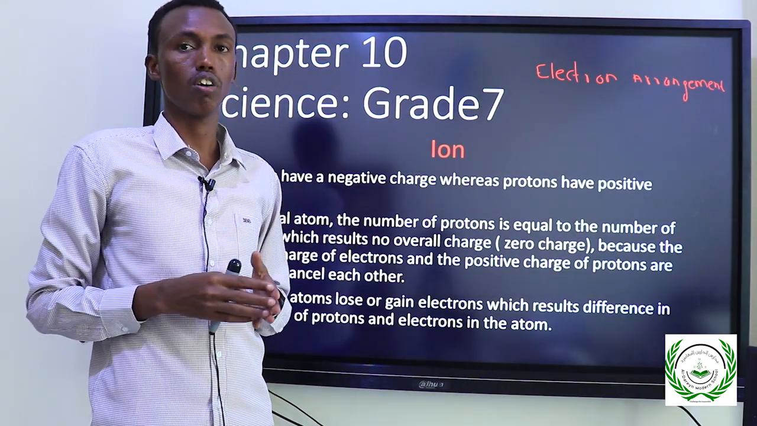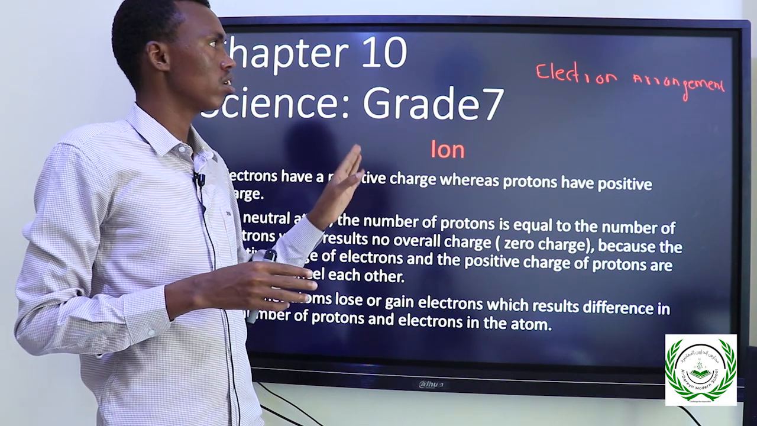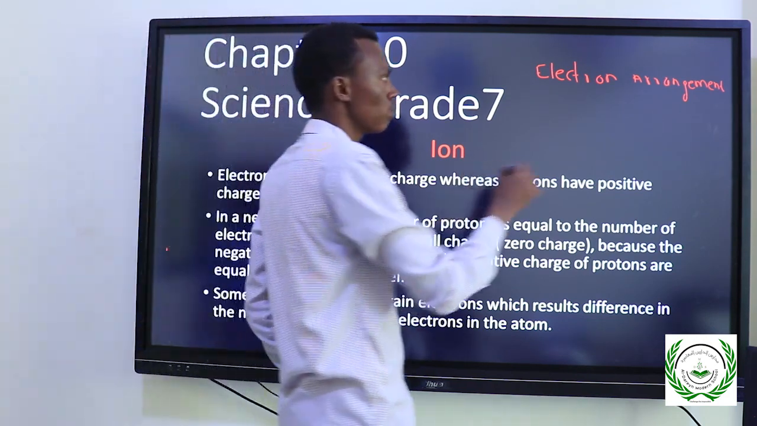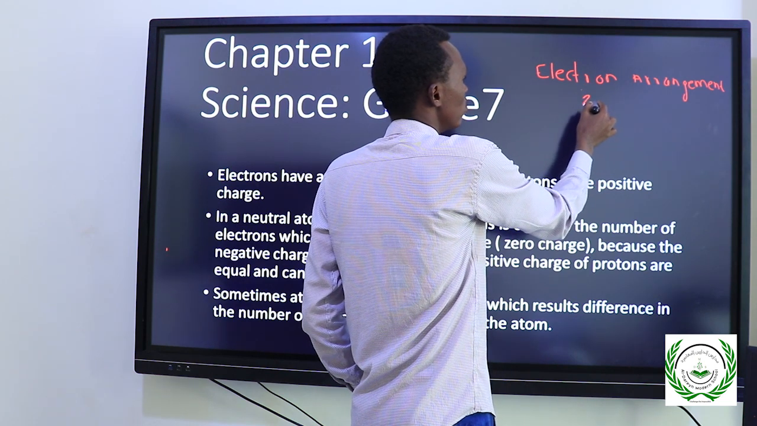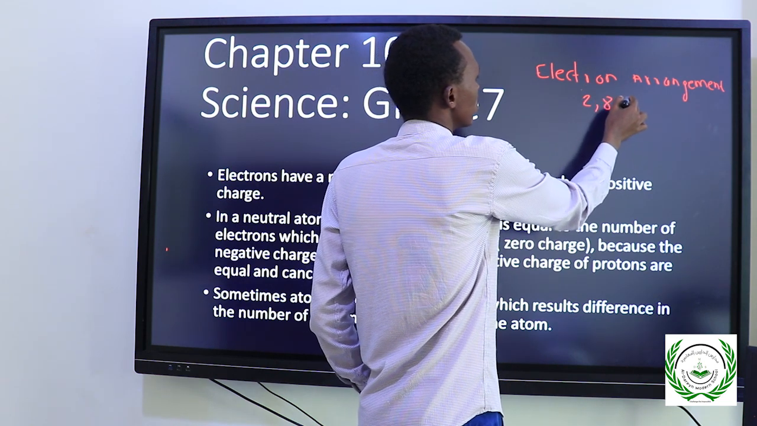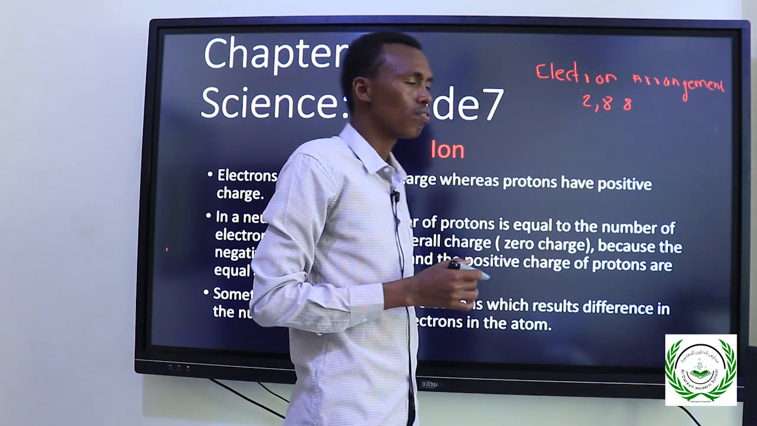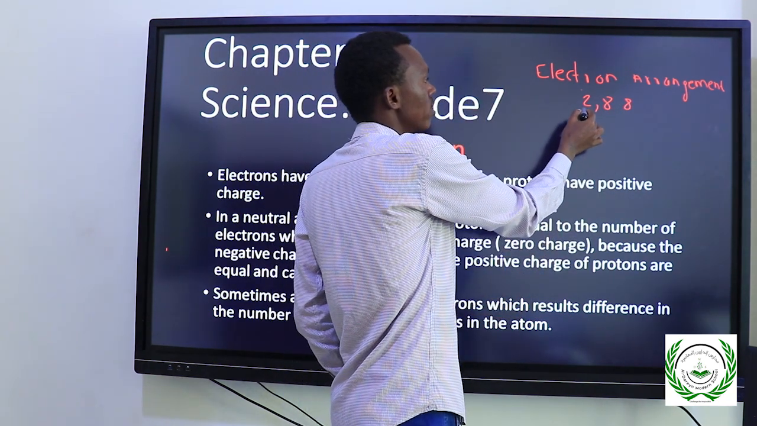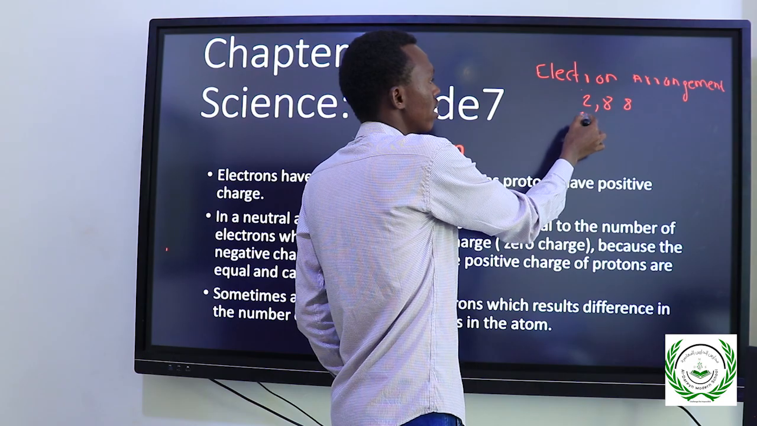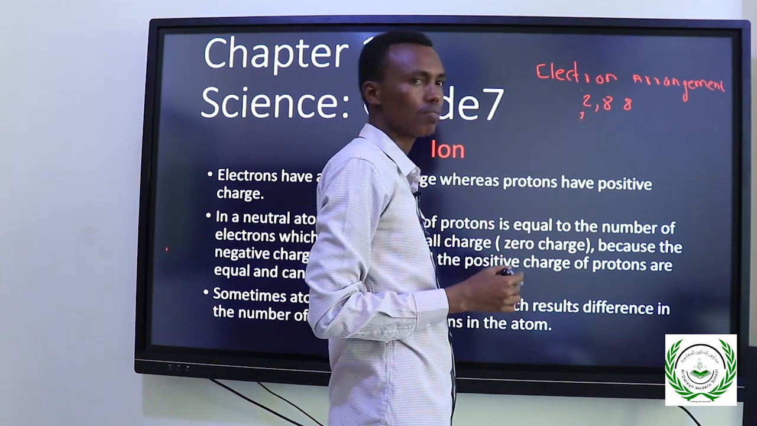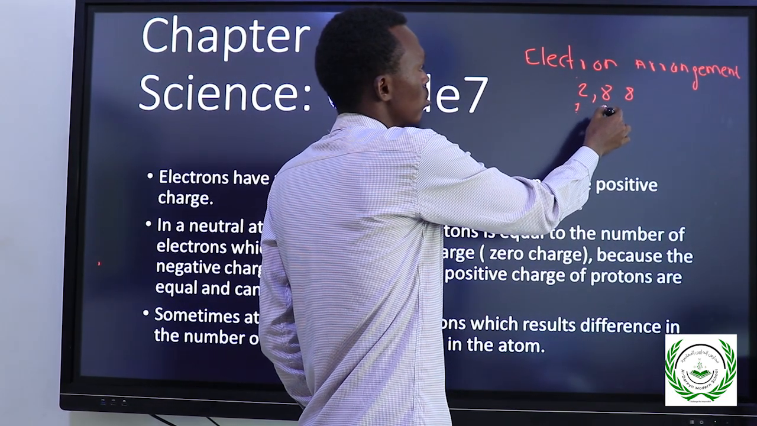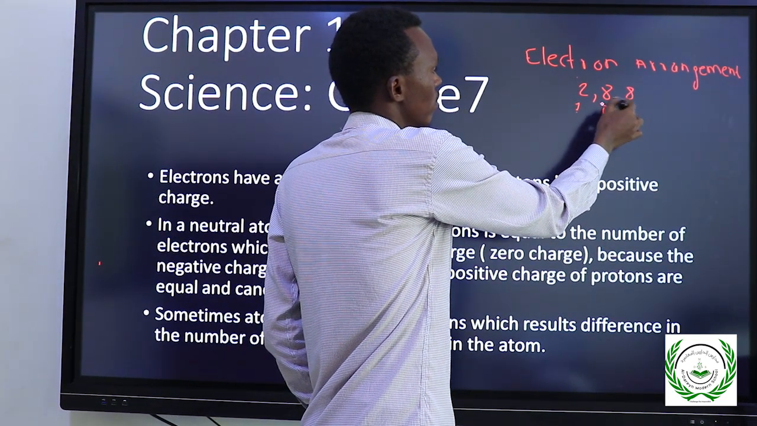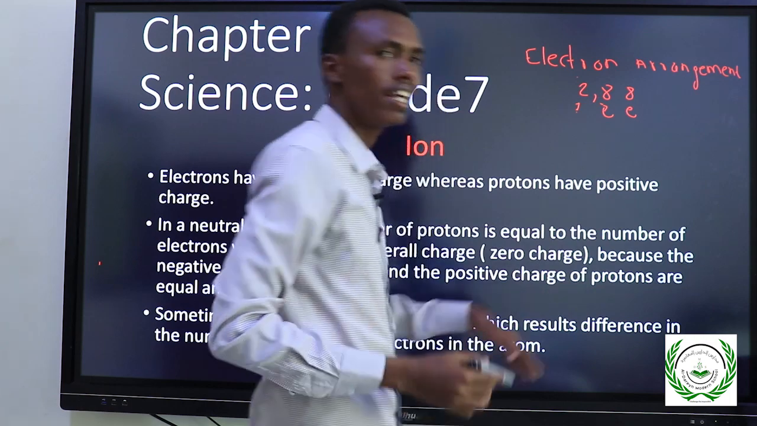The shells of an atom and electrons, for example, we use this formula: 2, 8, 8. Okay, so meaning the first shell holds 2 electrons, the second shell 8 electrons, and the last shell 8 electrons.